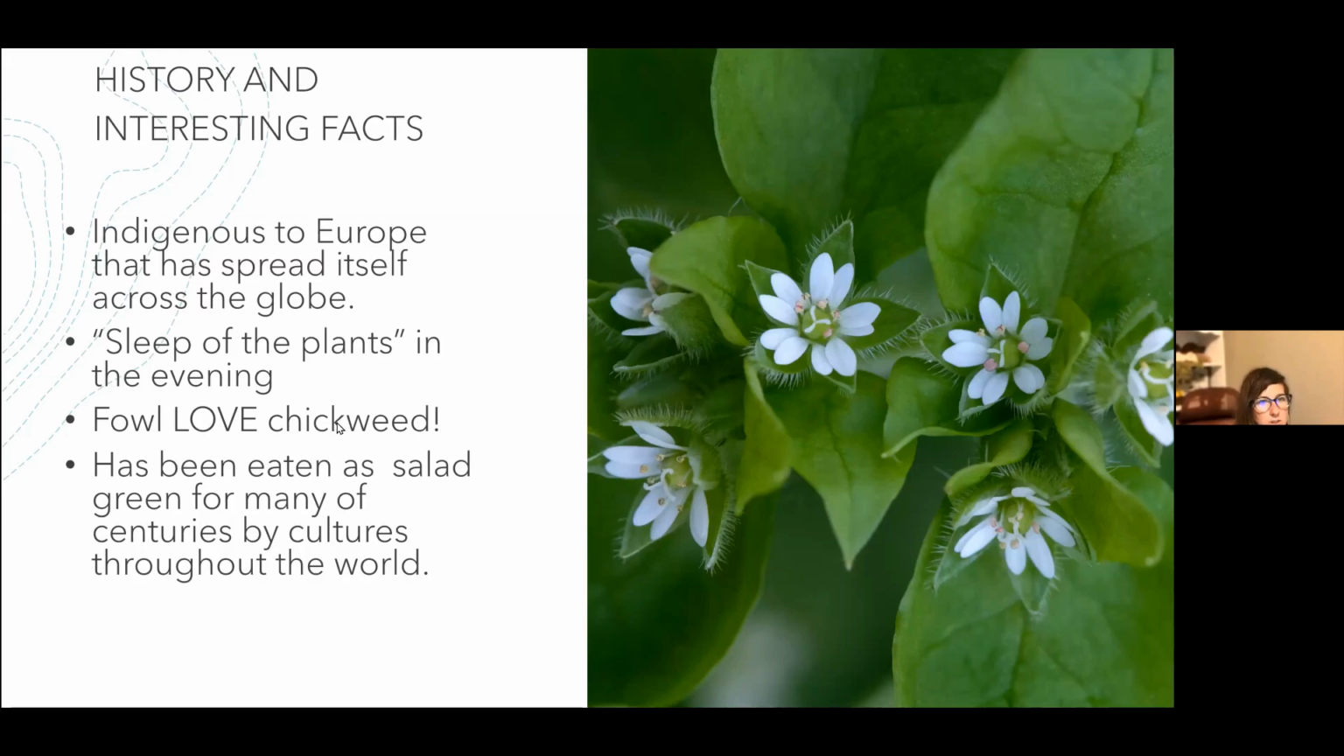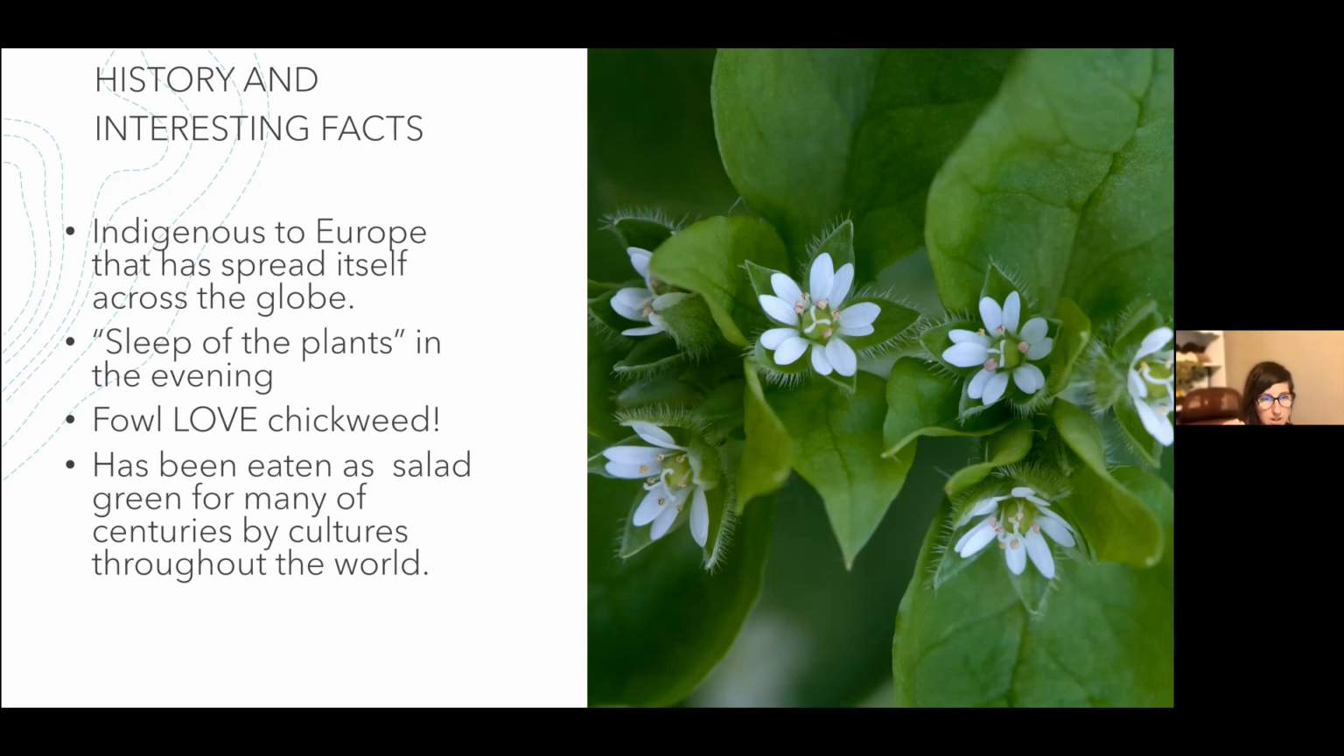So this herb is also indigenous to Europe, and it has spread everywhere. It does this cool thing that one of my old colleagues, Lindsay Feldposh, used to call the sleep of the plants. I don't know where she got that, but basically the leaf and the flowers will kind of turn down and in to protect those flowers in the evening times, and then they'll come back up with the sun.